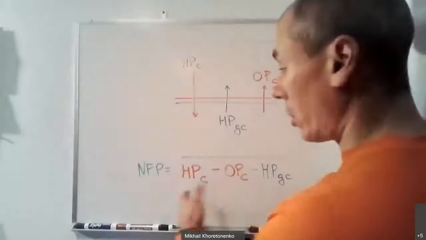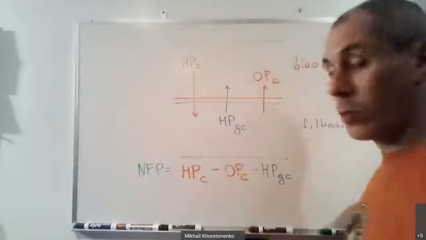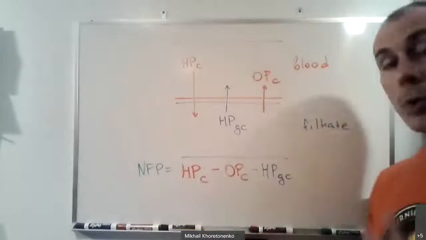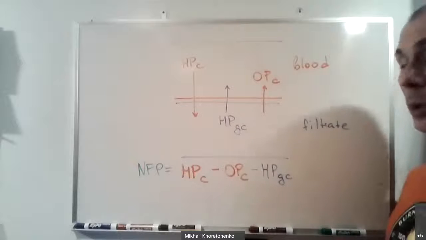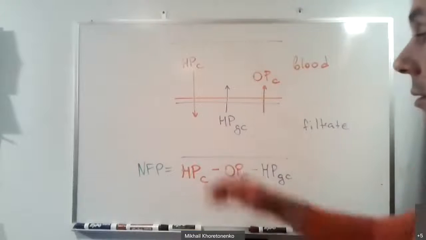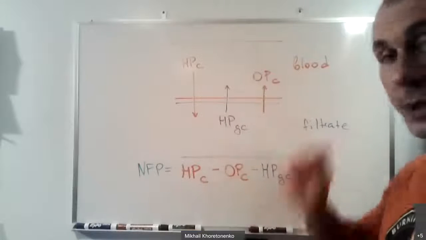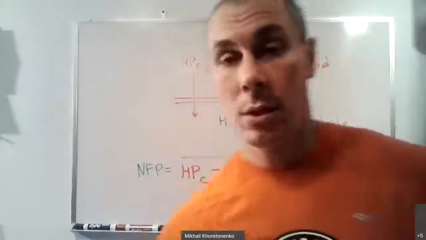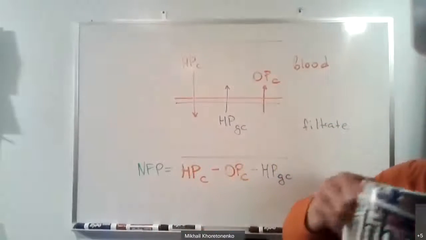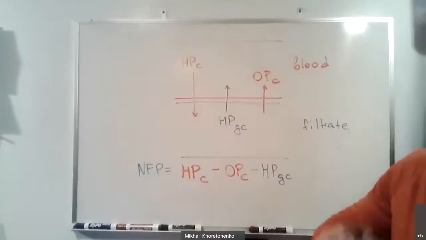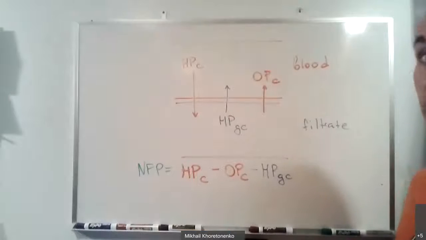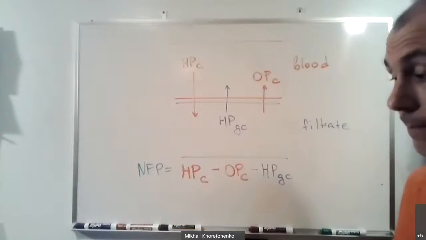So when blood pressure increases, net filtration pressure increases. When your blood pressure goes up, you produce more filtrate. When blood pressure decreases, the net filtration pressure goes down and you produce less filtrate. In fact, when your arterial pressure reaches 60 millimeters of mercury, it's pretty low, your blood isn't filtered altogether, which is not good, as you can imagine.